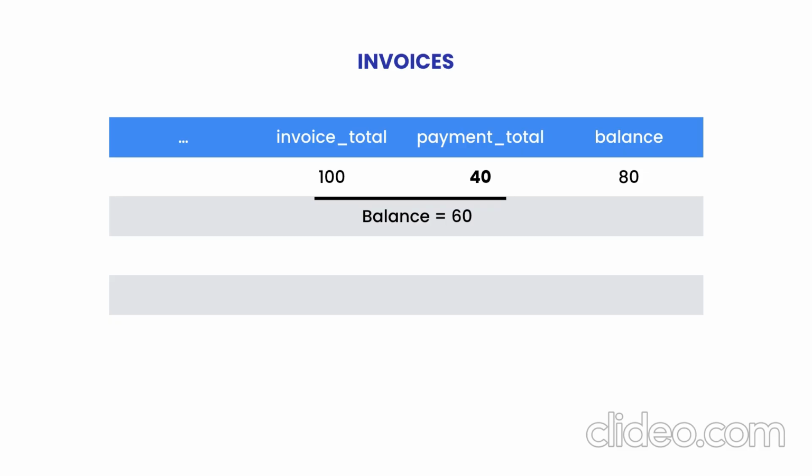Now, what if we change one of these values but forget to update the balance? Our data will not be consistent. If we look at this record, we won't know what the actual balance is. Should we rely on the value in the balance column or subtract the payment total from the invoice total? We won't know.